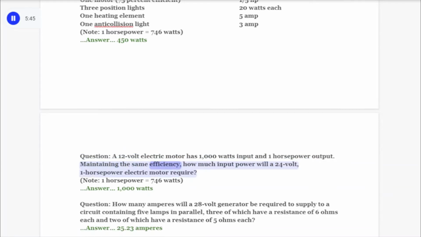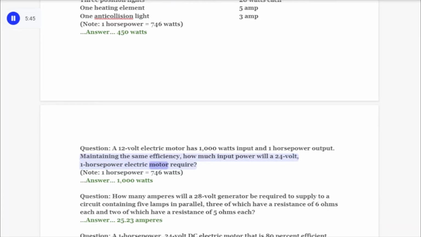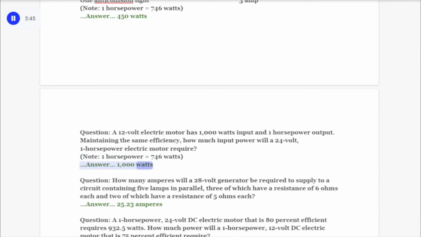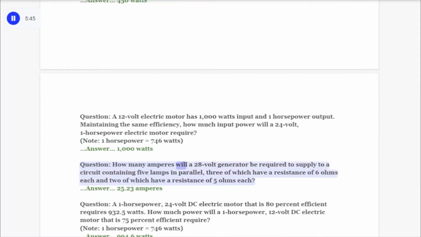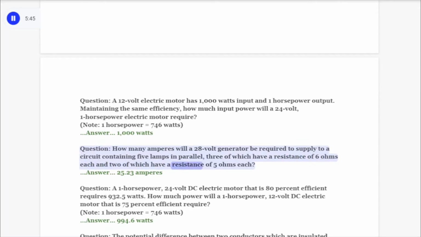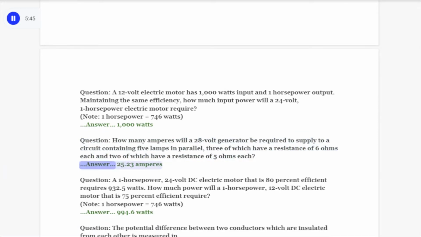Question. A 12-volt electric motor has 1000 watts input and 1 horsepower output. Maintaining the same efficiency, how much input power will a 24-volt, 1 horsepower electric motor require? Note, 1 horsepower equals 746 watts. Answer. 1000 watts. Question. How many amperes will a 28-volt generator be required to supply to a circuit containing 5 lamps in parallel, 3 of which have a resistance of 6 ohms each and 2 of which have a resistance of 5 ohms each?